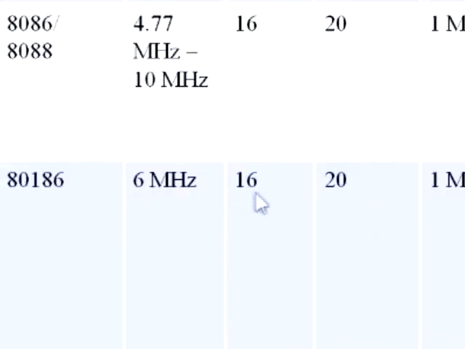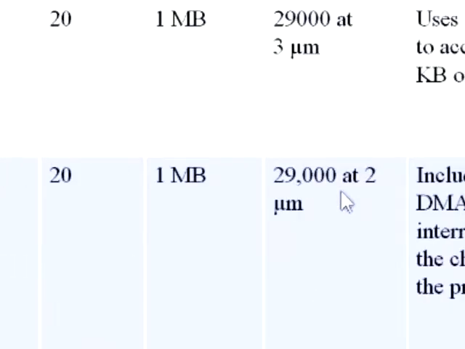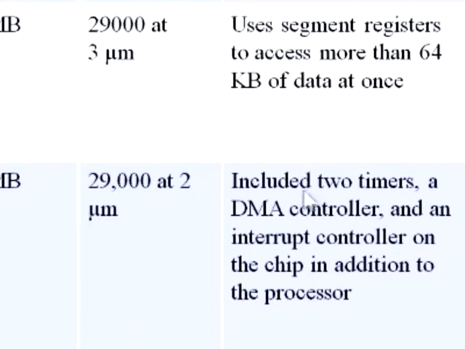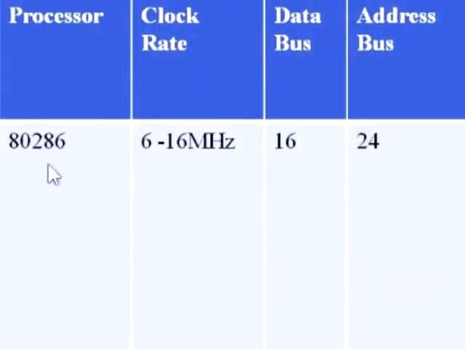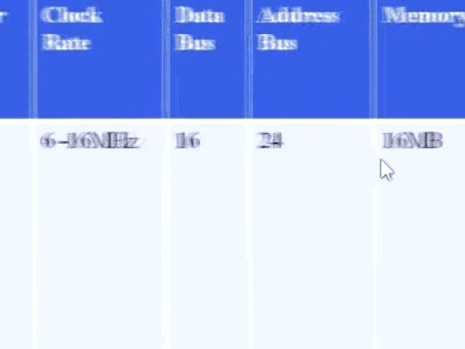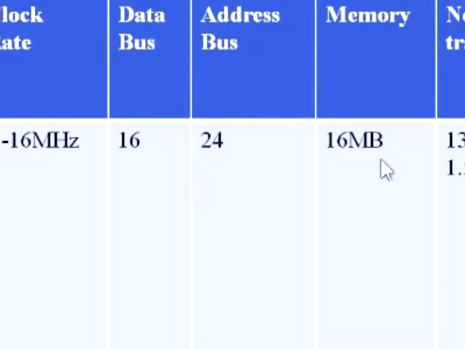The next processor is the 80186, the operating frequency is 6 MHz. Here also the data bus is 16 and the address bus is 20. It also uses 29,000 transistors. But if you look at the special features, it has two built-in timers, and it has a built-in DMA controller and an interrupt controller on the chip in addition to the processor. Similarly, the next improvement is the 80286, where the number of address lines is 24, so the addressable memory becomes 2 to the power of 24, which is equal to 16 MB.